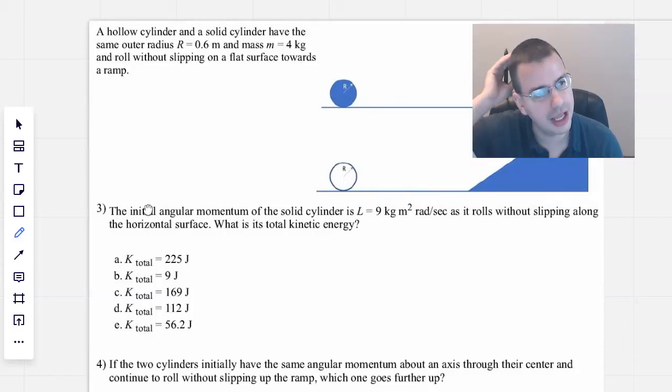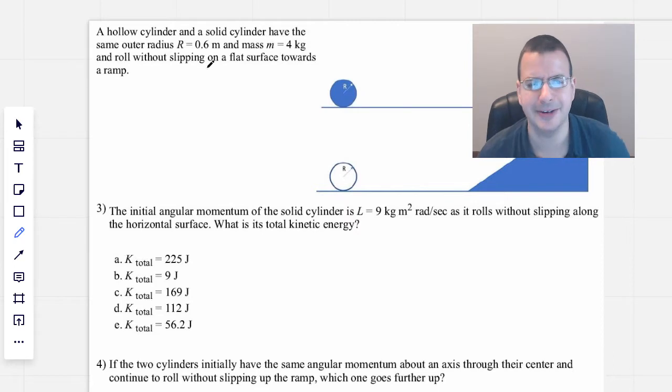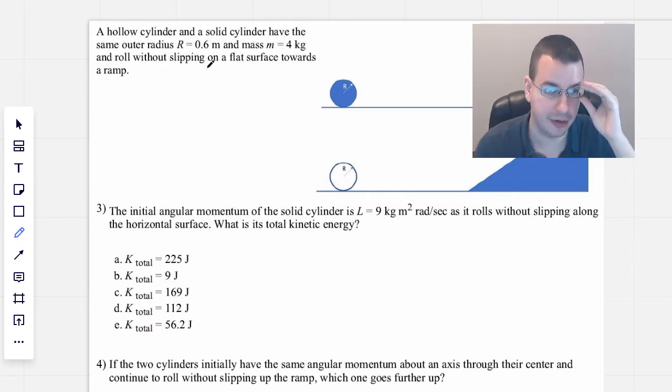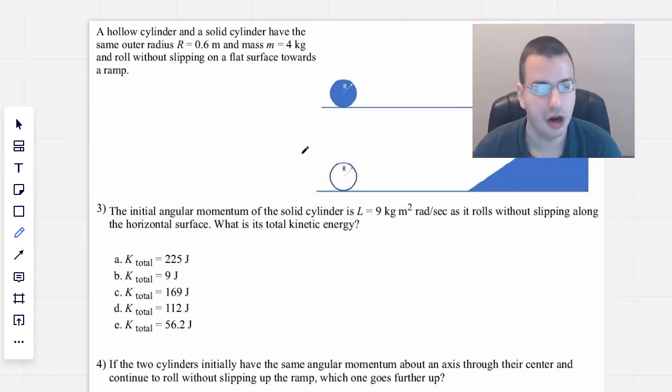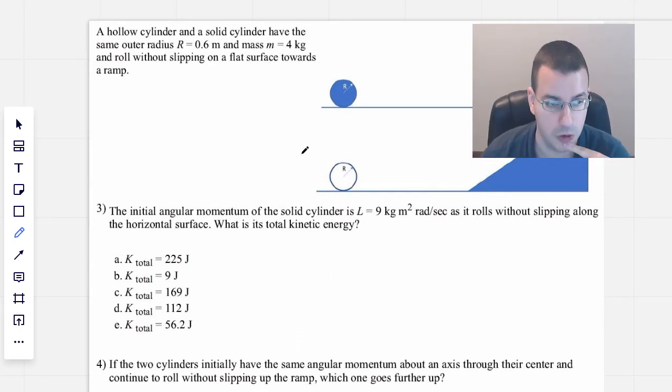A hollow cylinder and a solid cylinder have the same outer radius of 0.6 meters and mass of 4 kilograms. Same radius, same mass, and they roll without slipping on a flat surface towards a ramp. Okay? All right, we looked at problems 1 and 2 here, so we're going to go to 3 and 4.